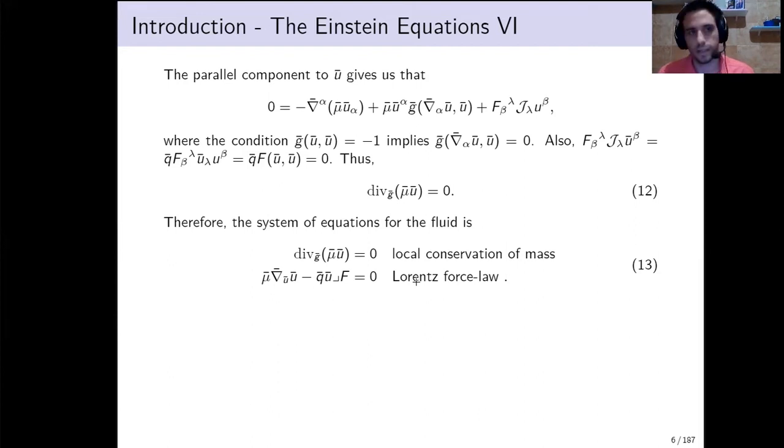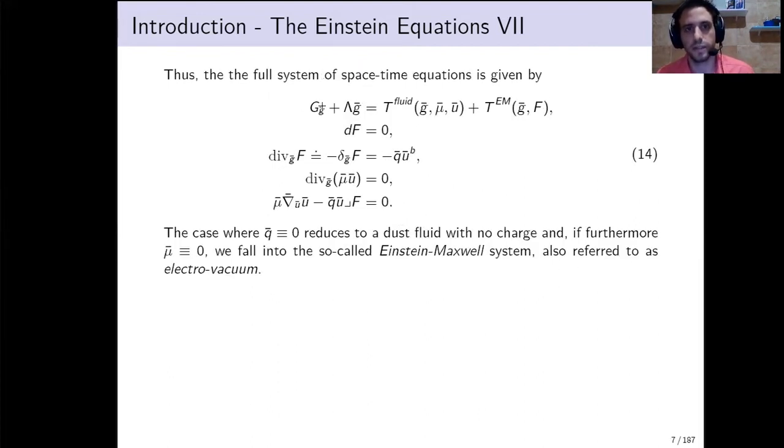So we see that in this case, the full system is quite large, and it contains all these further equations besides the usual Einstein equations. And here, this is the Einstein tensor. So there are a few interesting limiting cases here. In particular, when we have no charge, then this reduces to the case of a dust fluid with no charge. And if we set to 0 the energy density, we fall into the so-called Einstein-Maxwell system that is going to be just the first 3 equations here, with this being 0. And this is also referred to as electrovacuum.